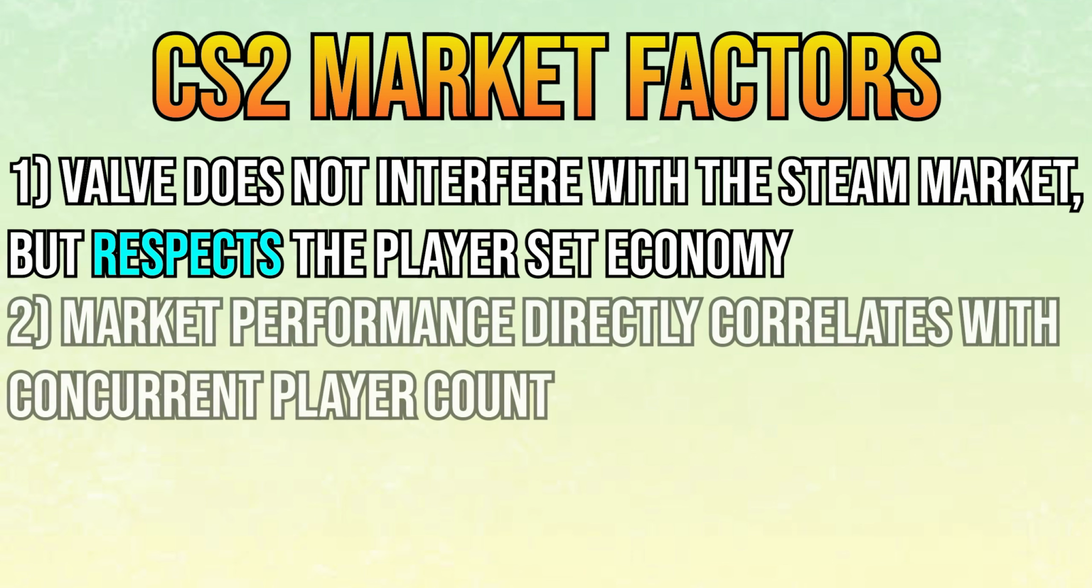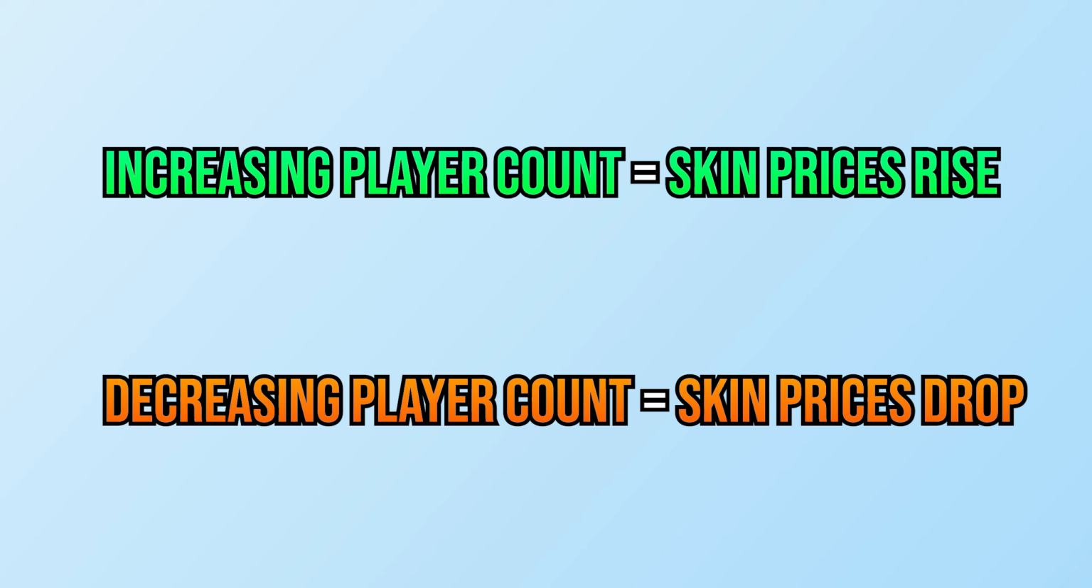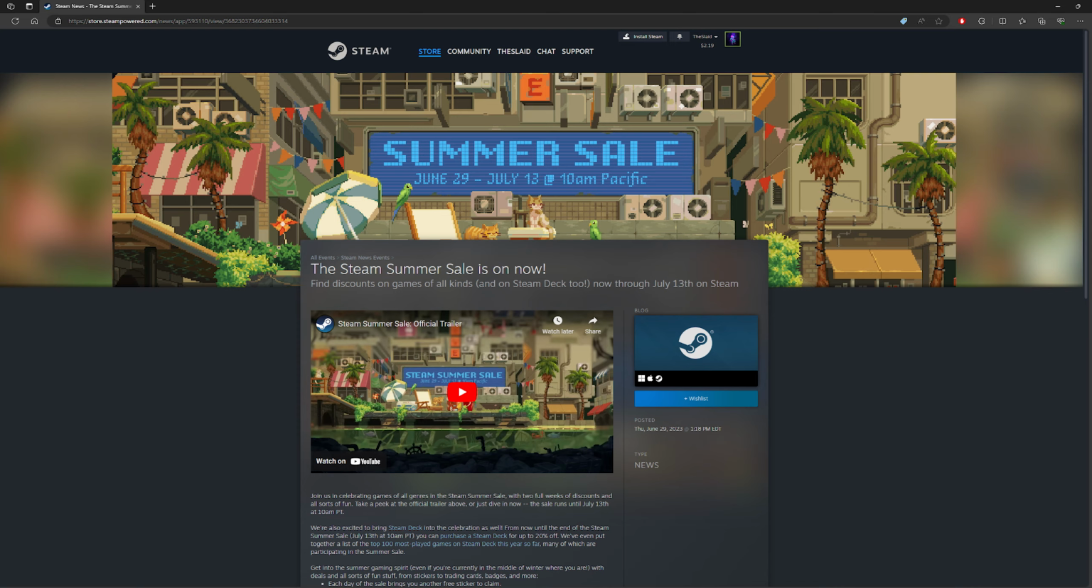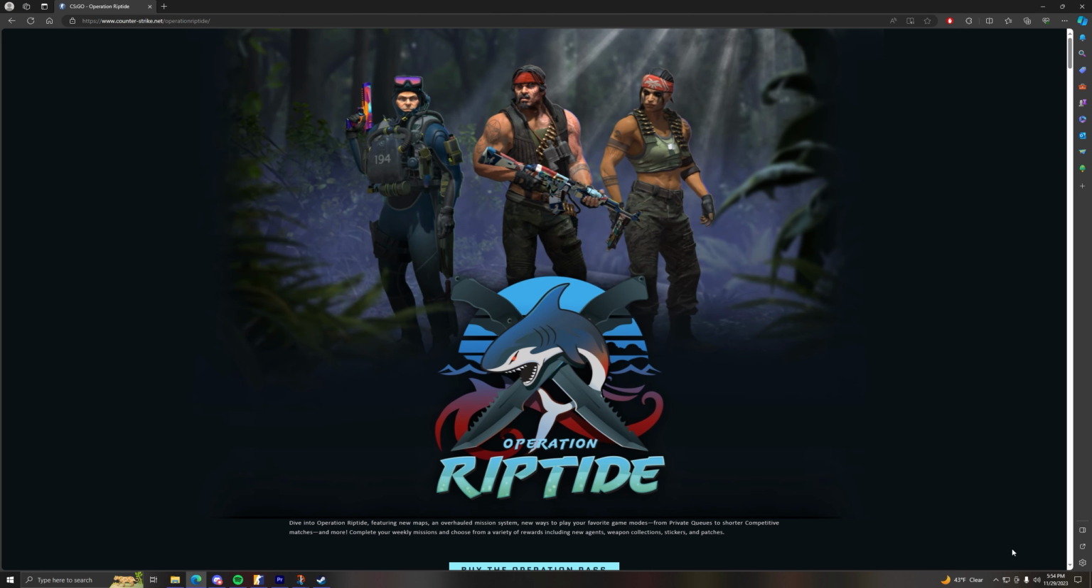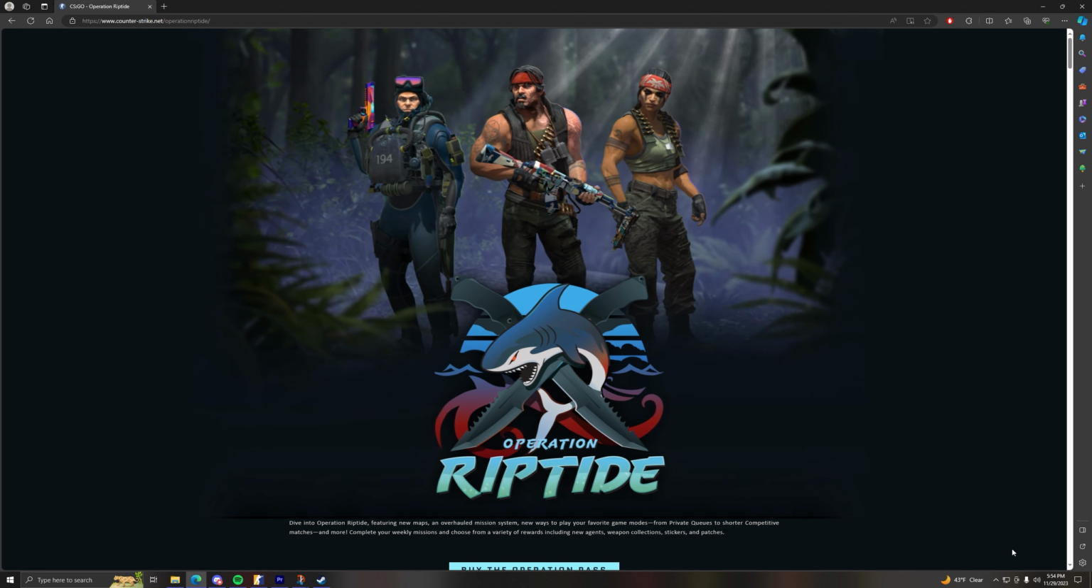Number 2. Market performance directly correlates with player count. It's very simple. If player count is going up, skin prices are rising, and if the player count is dropping, then skin prices are dropping as well. Number 3. There are Steam-related events to watch out for that affect the skins market drastically. Steam sales typically cause skin prices to drop due to players selling skins to buy games, and whenever new collections come out within CS, case prices across the board see a drop in price as well.